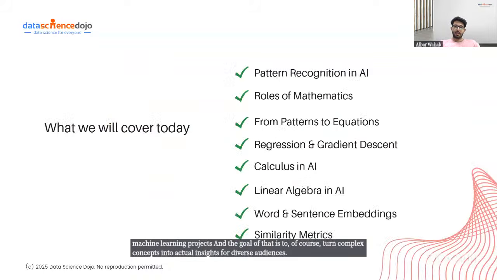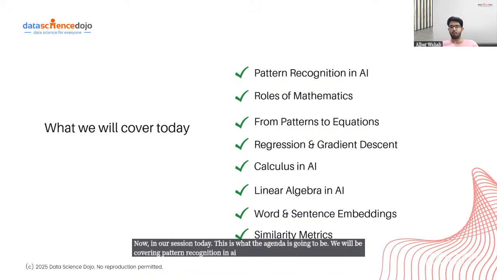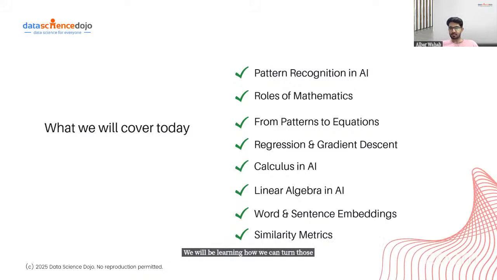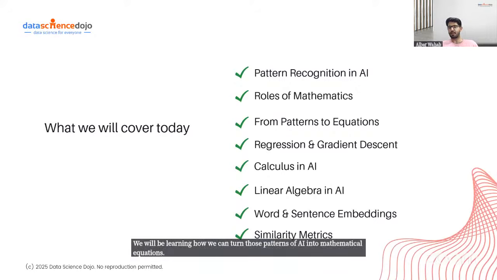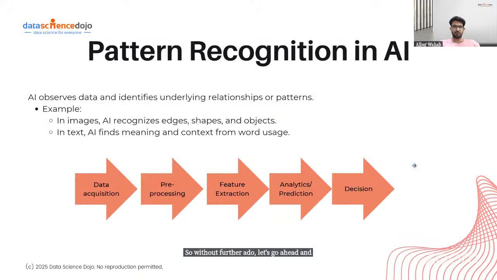Now, in our session today, this is what the agenda is going to be. We will be covering pattern recognition in AI, and we will be understanding what role mathematics plays in AI. We will be learning how we can turn those patterns of AI into mathematical equations. We'll also be understanding some mathematical concepts such as regression and gradient descents. And we'll be touching upon calculus and linear algebra's use cases in AI. And then we will be looking at word and sentence embeddings and similarity metrics. So without further ado, let's go ahead and get started with our session for today.